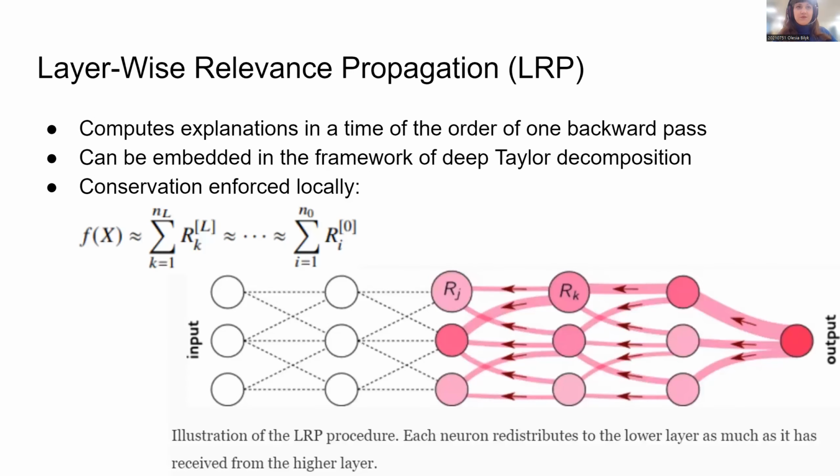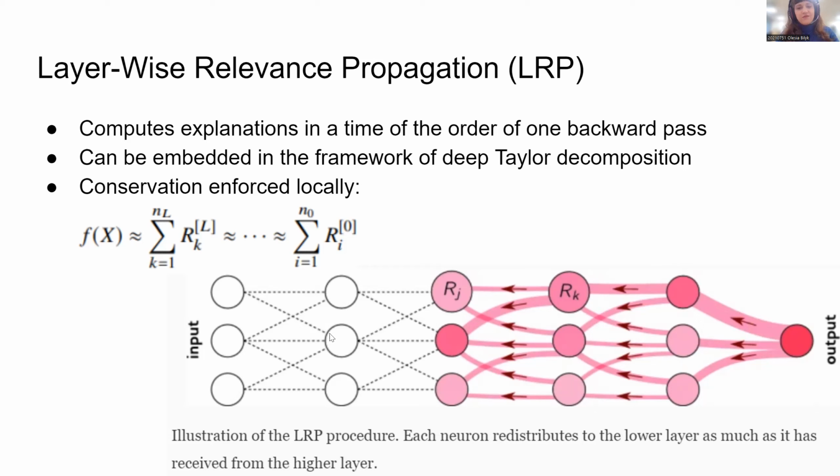Layerwise relevance propagation, which is also called LRP, implements a reverse propagation procedure from the output to the input as a collection of redistribution rules applied at each layer of the network.